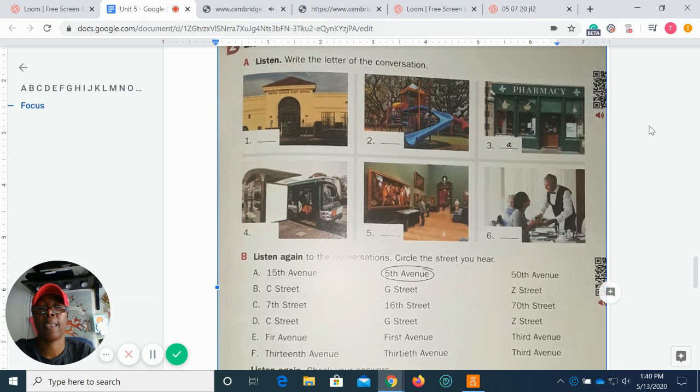Unit 5, Around Town, page 59, exercises 2A and 2B. Track 42. Conversation A. Excuse me, where's the pharmacy? The pharmacy? It's on 5th Avenue. 5th Avenue? Is it far from here? No, just go straight about 2 blocks. Thank you very much.